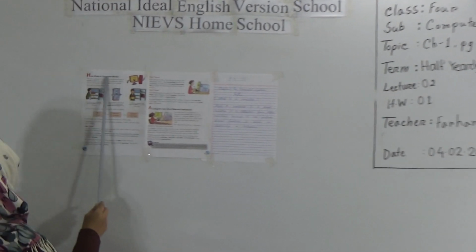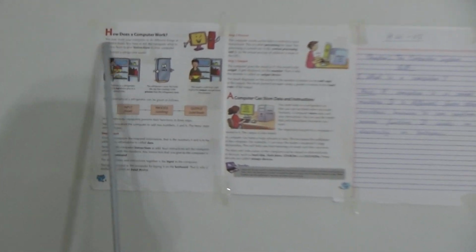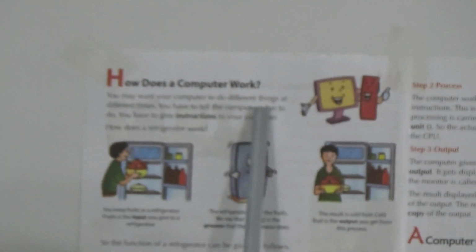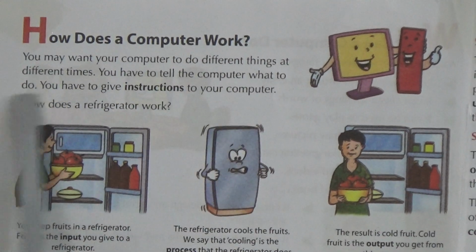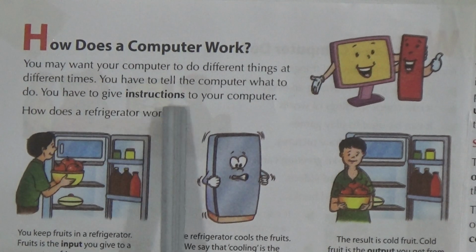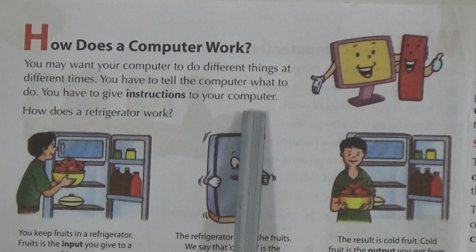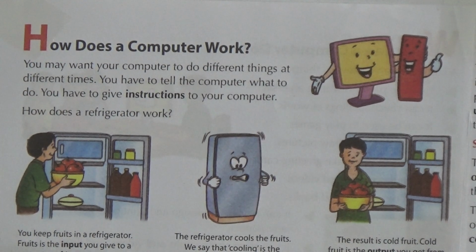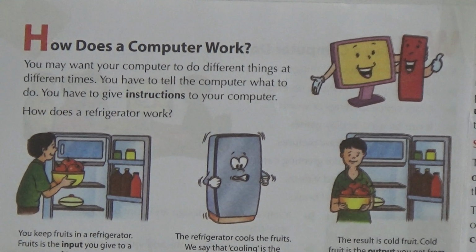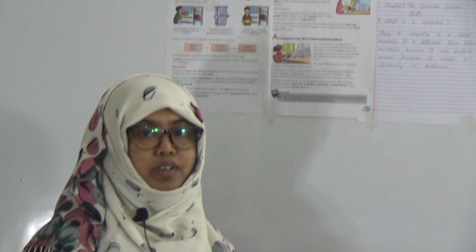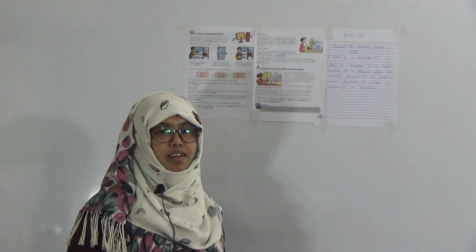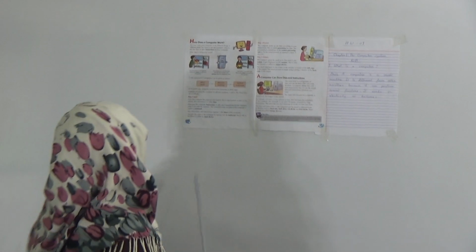How does a computer work? You may want your computer to do different things at different times. You have to tell the computer what to do. You have to give instructions to your computer. In the earlier lesson, we read that you have to tell a computer what to do. A computer doesn't have a fixed function and it can do many works. It can do several functions. Its function is not fixed.